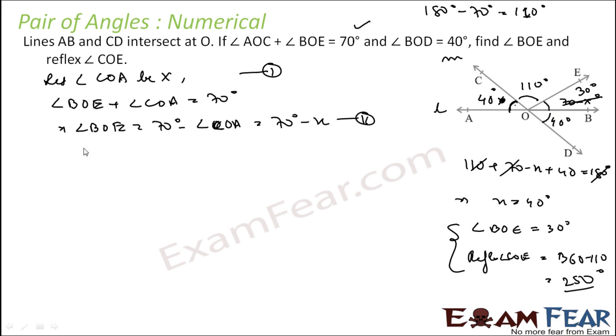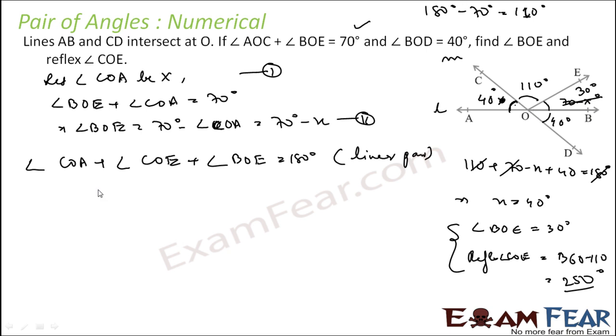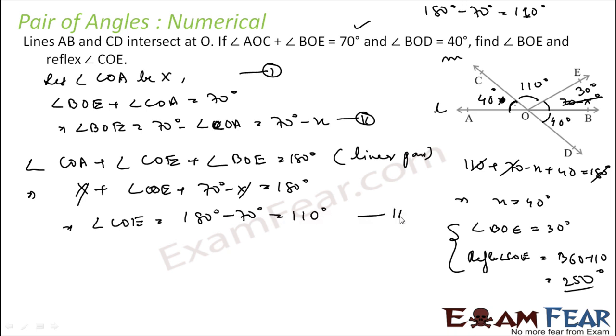Now we can say that angle COA plus angle COE plus angle BOE is equal to 180. I can say linear pair, because this whole thing is nothing but angle AOB, and that is 180 degrees. COA is x, COE we don't know, BOE is 70 degrees minus x, equal to 180 degrees. So x cancels, and you get COE as 180 degrees minus 70 degrees, that is 110 degrees. So you got the third equation.